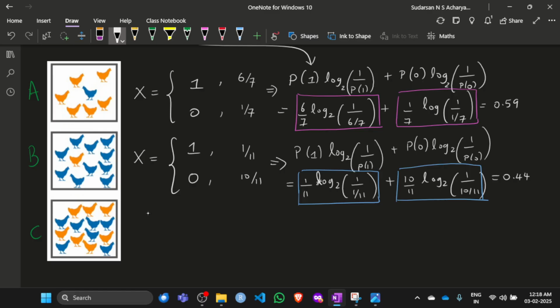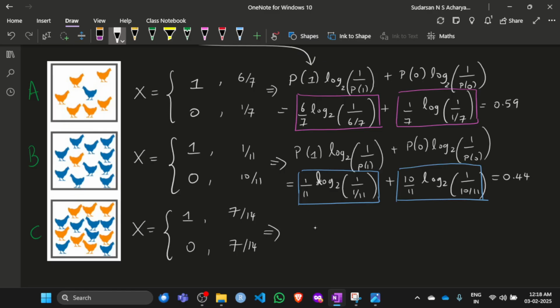Now, the third one is the most interesting scenario. Here again, x is equal to the value 1, which corresponds to picking an orange chicken. That probability is 7 over 14, so there are an equal number of orange and blue chickens here. And the probability that x equals 0, which corresponds to picking a blue chicken, also has a probability of 7 over 14.